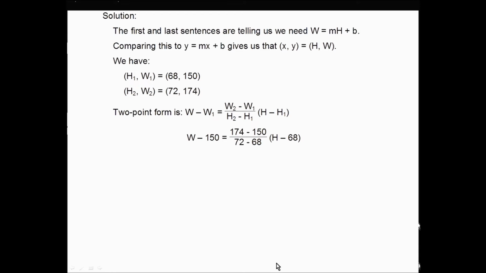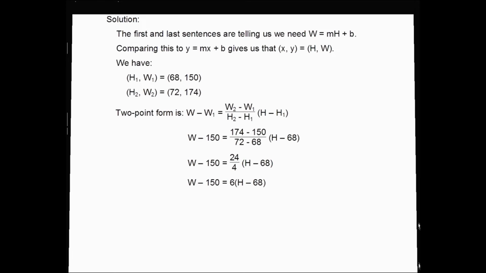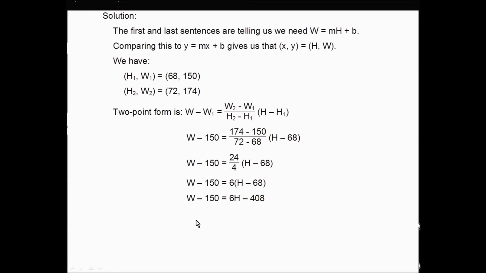Okay, let's do some arithmetic. This one, unfortunately, there's no 0. If I do 174 minus 150, I get 24. If I do 72 minus 68, I get 4. So I have w minus 150 equals 24 over 4 times h minus 68. Okay, 24 over 4 is 6. So w minus 150 is equal to 6 times h minus 68. Distribute 6. So w minus 150 is equal to 6h minus 408. Add the 150. So you get w is equal to 6h minus 258.